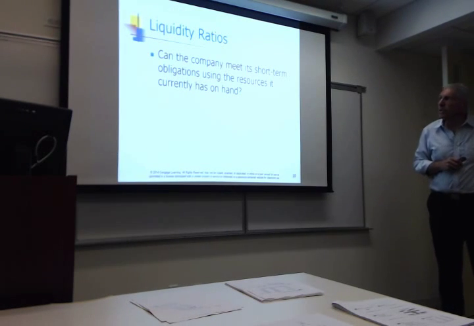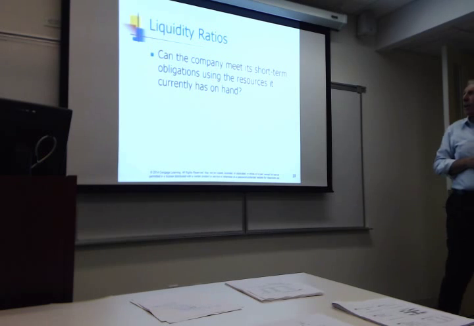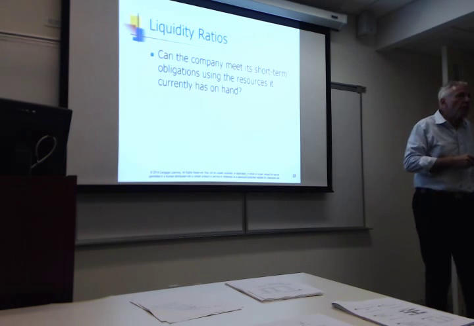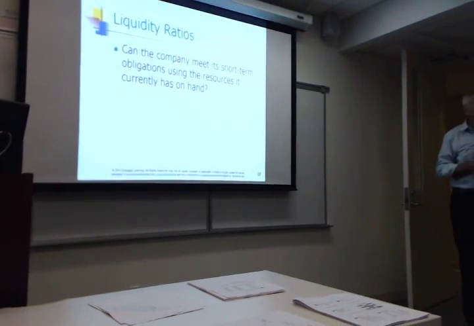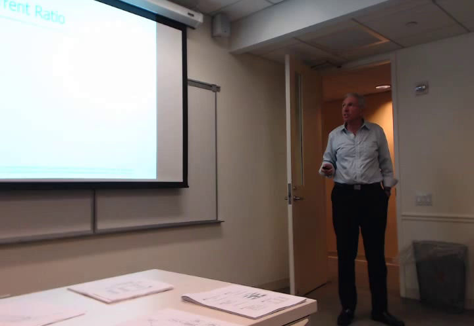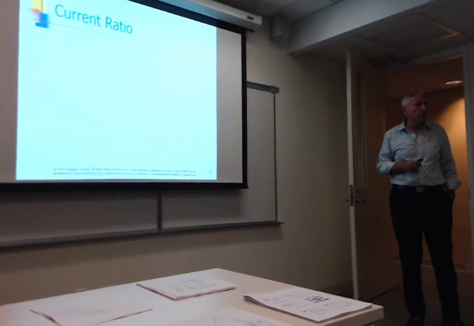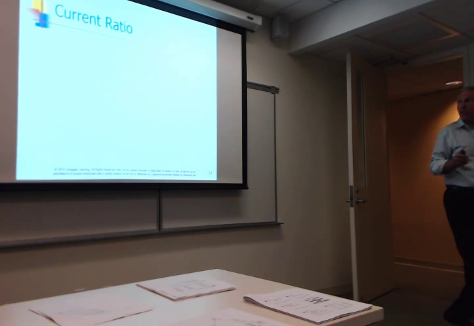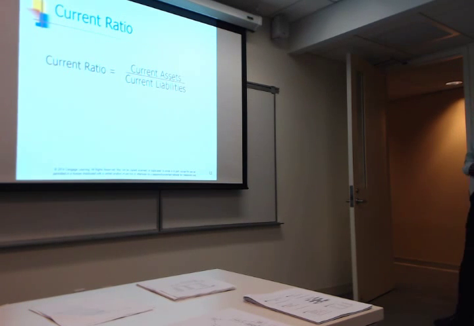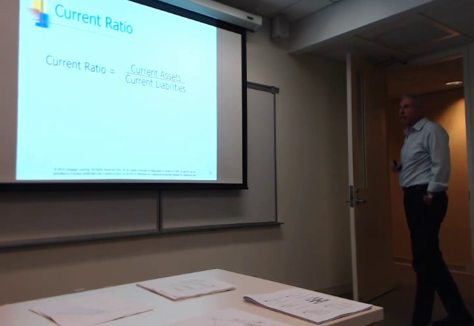All right, let's talk about liquidity ratios. Basically, what liquidity ratios are doing is they're measuring the company's ability to pay. And there's two ratios that are used. One is the current ratio, and the other is called the quick ratio. Again, if we look at the current ratio, it's current assets divided by current liabilities.